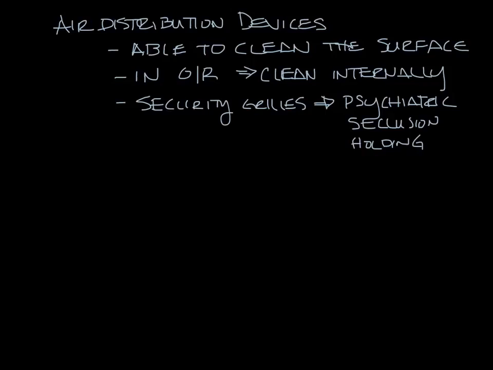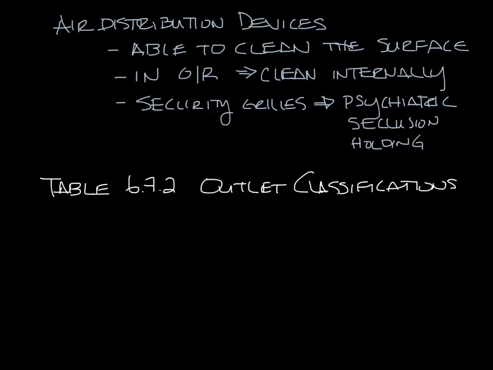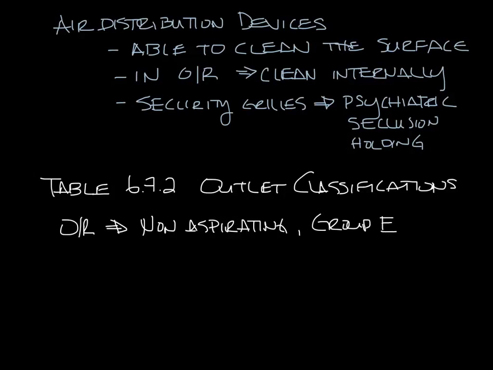Table 6.7.2 of ASHRAE 170 tells you what outlet classification to use for the different healthcare spaces. For instance, operating rooms need to have non-aspirating supply diffusers from Group E. The groups correspond to outlet classifications in the ASHRAE handbook, but these are basically the laminar flow diffusers I discussed a couple weeks ago.